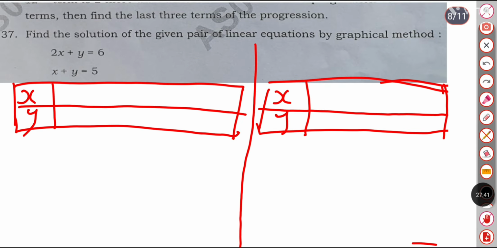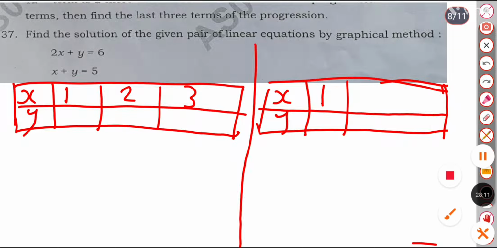Make 2 columns. In that, which values do we have to take now? We know the values, that is x is 1 and y is 4. The answer we already got. That value should be there in the column. So I will take 1 and here also 1. Next, anything you can take, positive or negative. Any number you can take. I'll take 1 to 3 because all x and y values we got are positive. So I'll take only positive values.